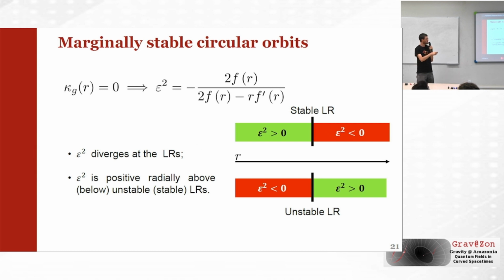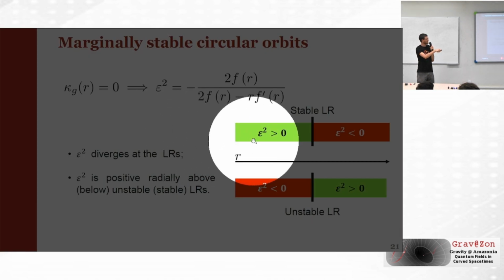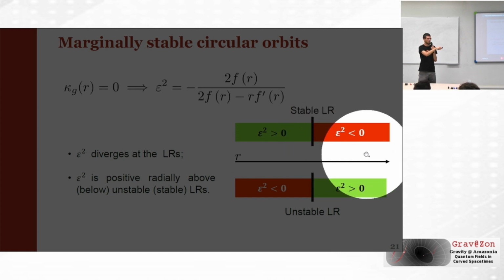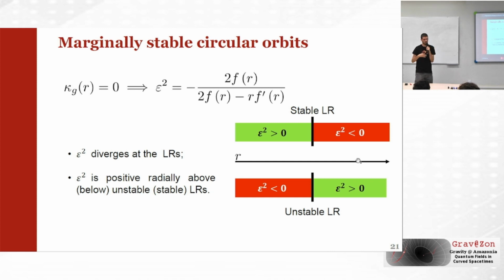So if we have a stable light ring, what we have is this. Radially below the stable light ring, the square of the energy is positive, and we can have timelike circular orbits. Radially above, the square of the energy is negative, and we don't have timelike circular orbits. What we have instead are spacelike circular orbits, which have no astrophysical meaning. This agrees with what George said before, but it would be strange if it didn't, then I would be worried.